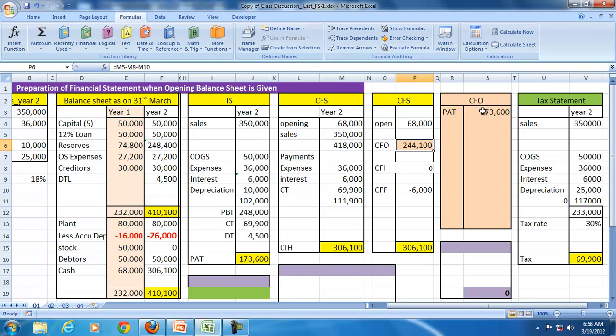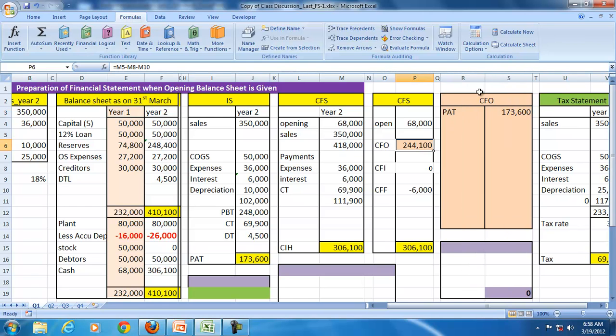So the question should be, why is PAT not the same as CFO? We know that PAT is not the same as CFO because of non-cash items, because of non-operating items, and because of the changes in our working capital. Let us see that. Depreciation is 10,000, a non-cash item, so we add it back. Interest is non-operating, so we add it back. Then the working capital changes.